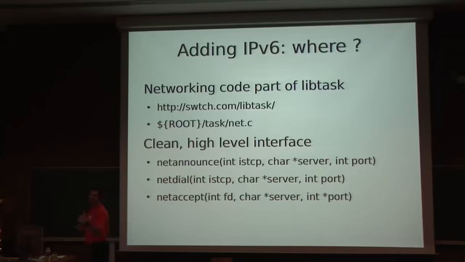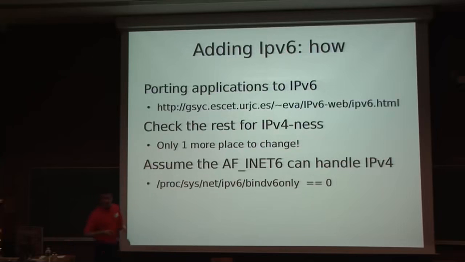Effectively, there are three primitives that you need to work with: announce the socket, start connecting to a client or a server, and accept the incoming connections. This provides an abstraction layer from the rest of the code. How to add IPv6? There is plenty of documentation on the web, so I just picked one of them, which shows example code before porting to IPv6 and after porting to IPv6 support. So I basically just went through the same logic as was there.